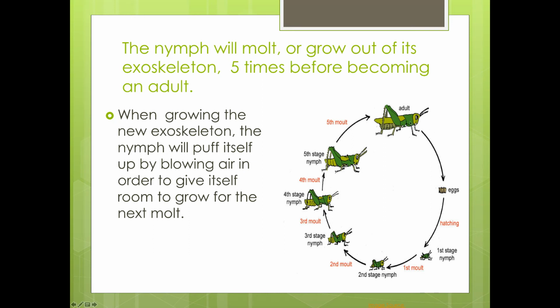So here on the life cycle, we have the eggs, and then they hatch, and here we have the first stage. Here we have the first molt, the second stage, nymph. It molts. Here's the third stage. It molts. And the fourth stage, it molts. And the fifth stage, molts one more time. And now it is an adult grasshopper.